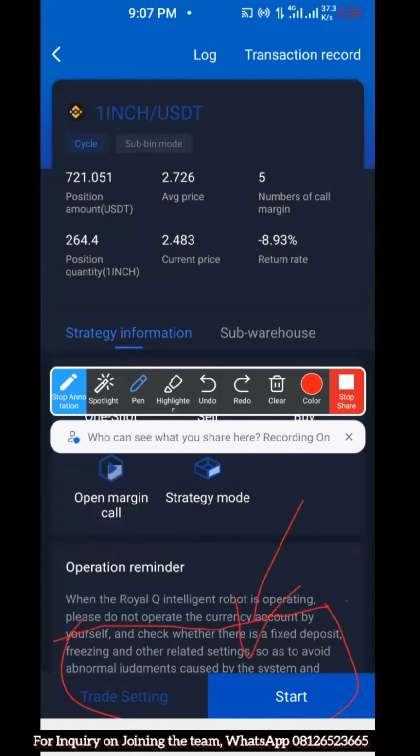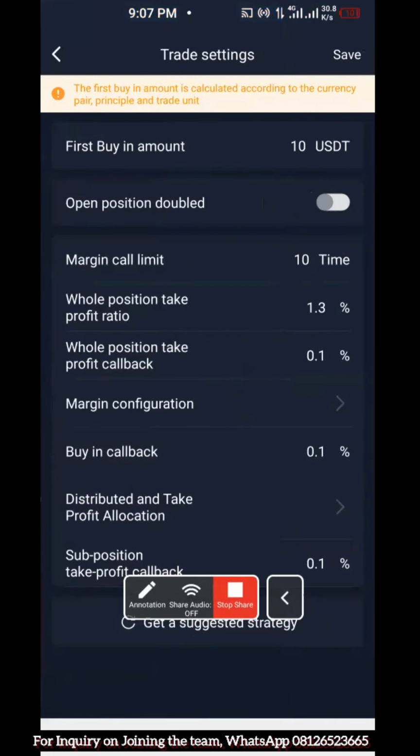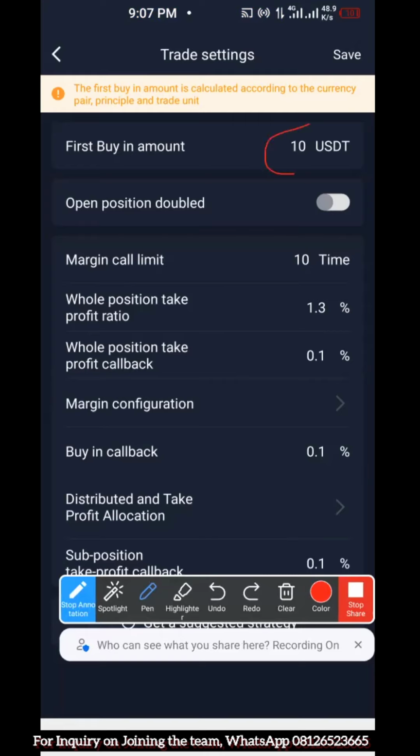So if you press start, it's not going to pay any attention to you because you have not done the trade settings. Without the trade settings, the robot cannot function. Now let's click on the trade settings. Good. So the trade setting, the first thing you see there is your first buy-in amount.